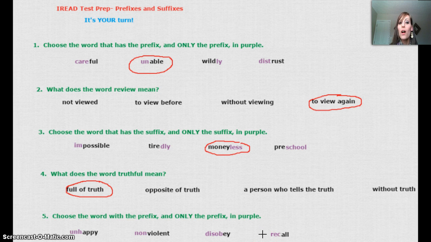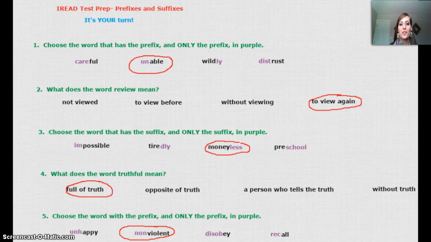Recall. Call is my root word. Re is a prefix that gets added to the beginning of my word, but they have R-E-C in purple. R-E-C is not a prefix. So my answer that only has the prefix in purple is non-violent. Did you get them all? If you did, give yourself a good job.